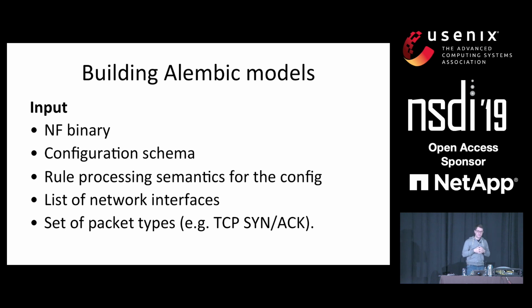A configuration schema, so what type of config rules this network function accepts, and this is what decides what types of model you build, right? So basically, you need to clearly specify what configuration parameters you have, and this will drive the testing. A list of network interfaces and what packet types the network function accepts, and these are the inputs that the tool will try to inject into the network function.